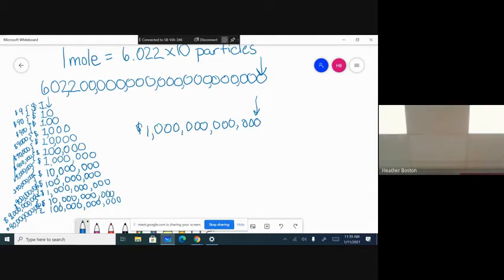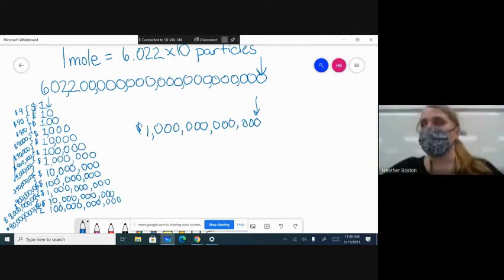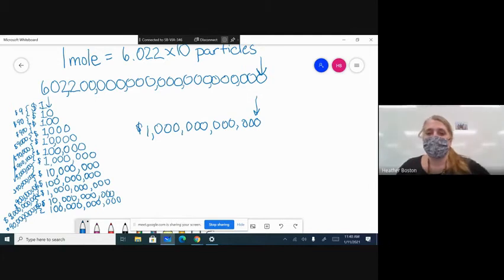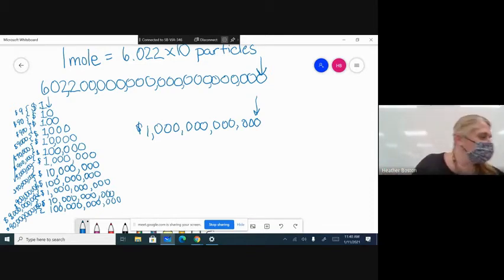So you guys need to try to wrap your brain around a zero that is 23 zeros away. So now that we have, let's just pick carbon. Find carbon on the periodic table of the elements. So if you guys have your pink packet, you want to get that out. We're going to start looking at our pink packet.